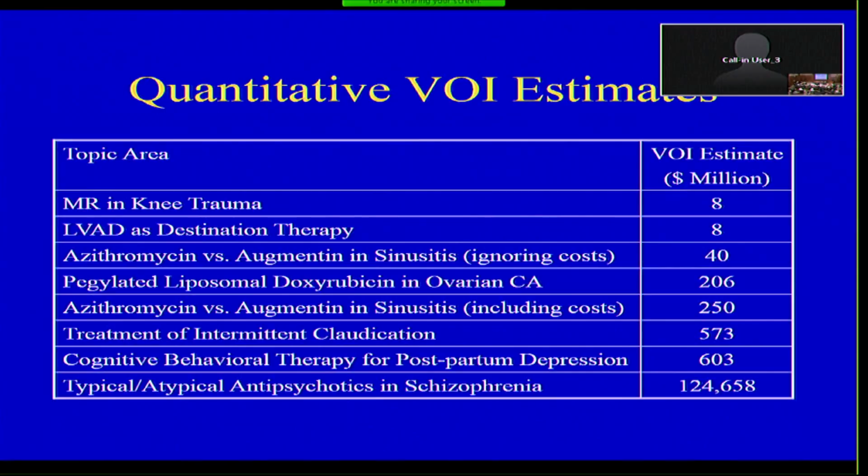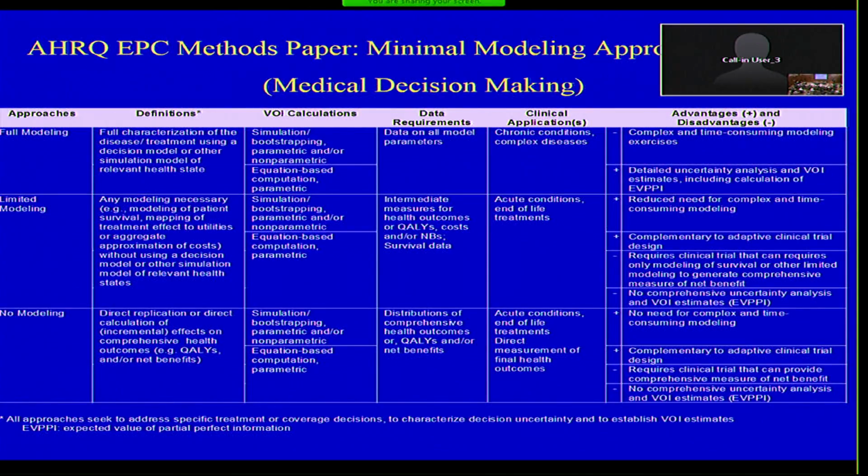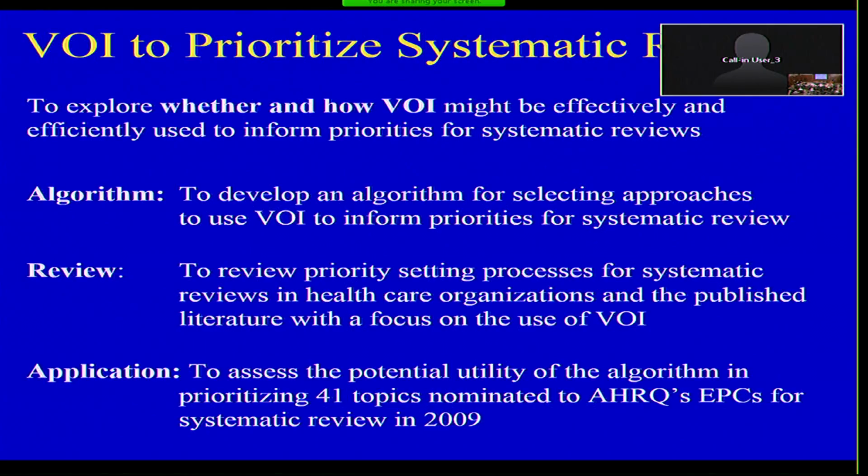The next slide is just summarizing again some of the advantages and disadvantages of the full modeling, the limited modeling, and no modeling approaches. And there's a reference here to a paper that goes in much more detail about these. As I said, they really differ significantly in the cost of utilization, and I'll come back to that in a minute.